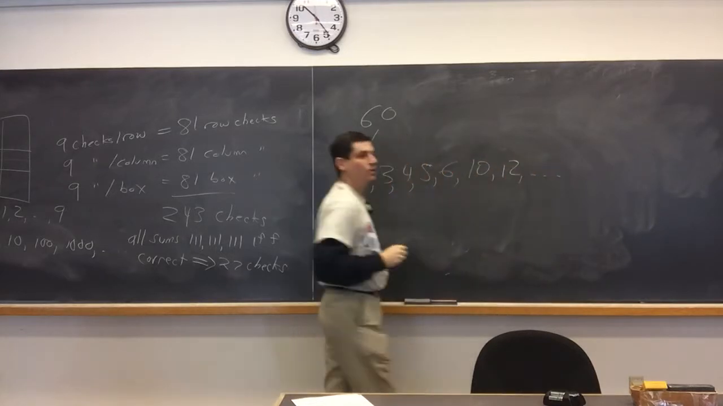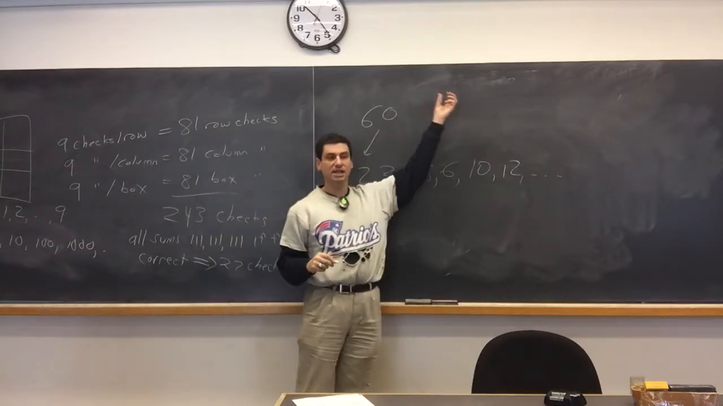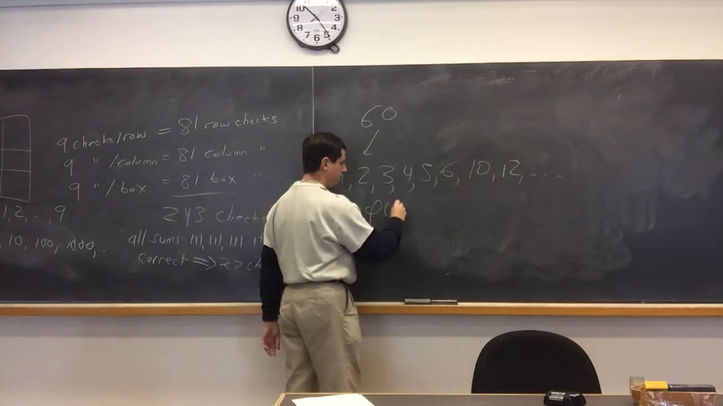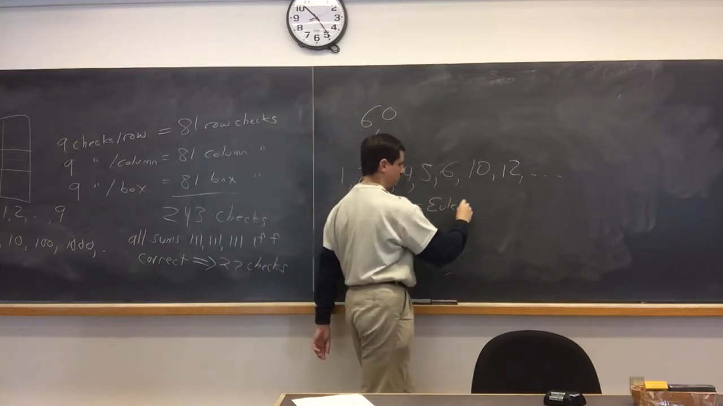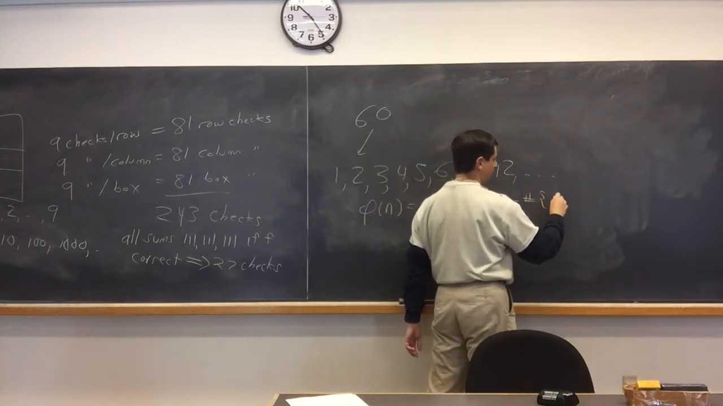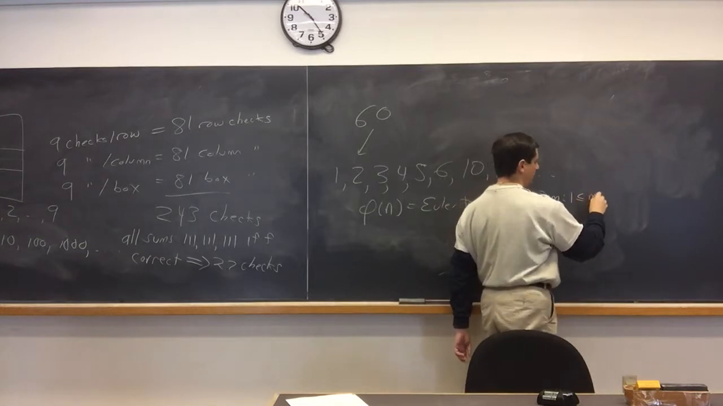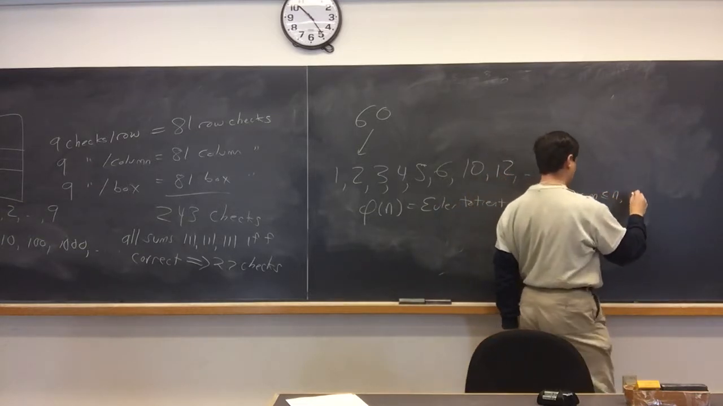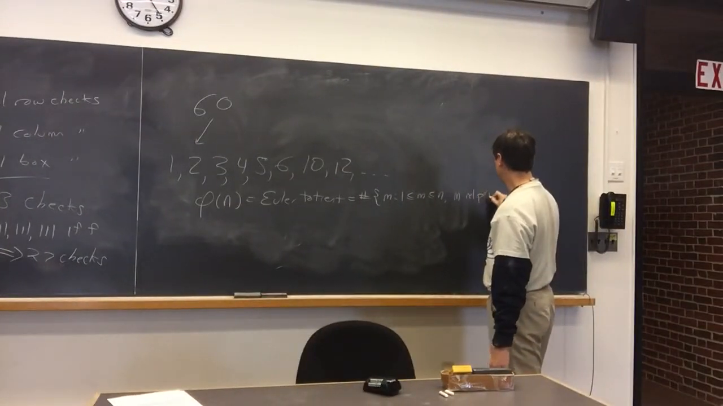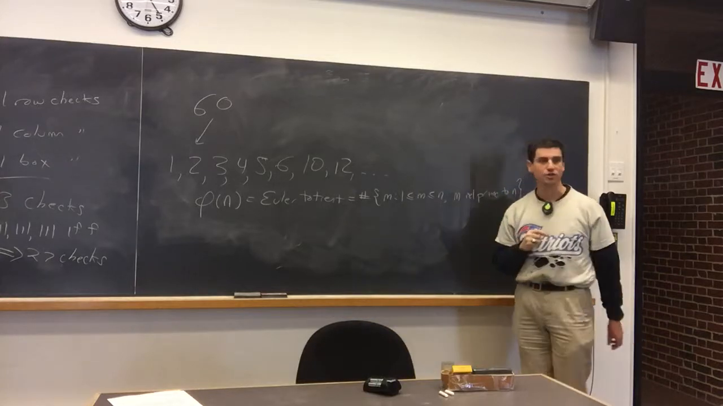12 does. One of the interesting questions you could look at is what percent of the numbers less than your number go into your number. So we let phi of n, the Euler totient function, be equal to the number of numbers m, 1 less than or equal to m less than or equal to n, such that m is relatively prime to n. This means m and n do not share a common factor.